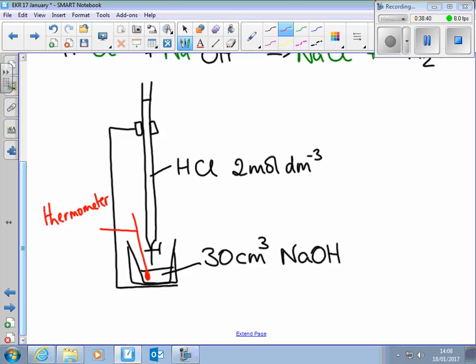So 30 centimetre cubed of sodium hydroxide, that's easy enough. Use a burette to add small amounts of hydrochloric acid. Swirl the solution, measure the highest temperature, add a second amount, swirl, measure the highest temperature. Continue until there are enough readings to decide the highest temperature for the experiment. Okay, so you can draw a graph of your results. Once you've got that, we could work out the enthalpy change.